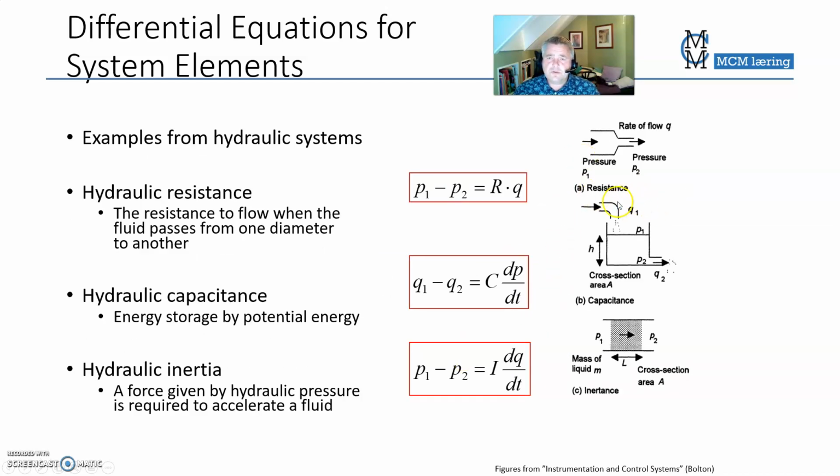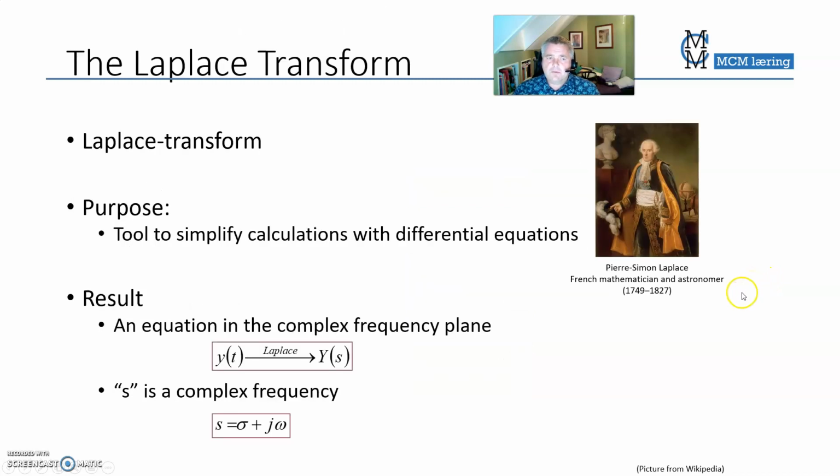Pressure systems, you have pressure resistance, pressure capacitance, and you have also pressure inertance, which is a bit like inertia, träghet. Now, all of these differential equations are really hard to work with. It's a lot of mathematics involved, especially when you have 2 or 3 such systems combined together.